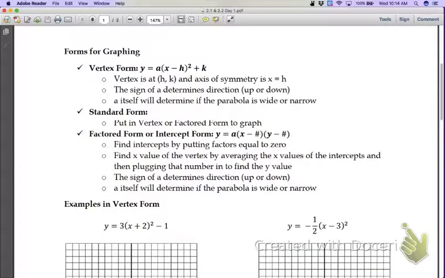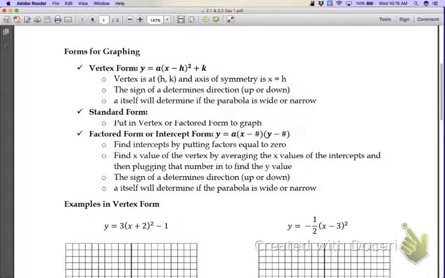Now, bless you, with any of these, you have basically 3 forms that you can have these in, and you can still graph them. Okay, it is completely up to you. I will tell you that vertex form is probably going to be the easiest of any of them to graph, because it's very similar to whenever we graph the absolute value.